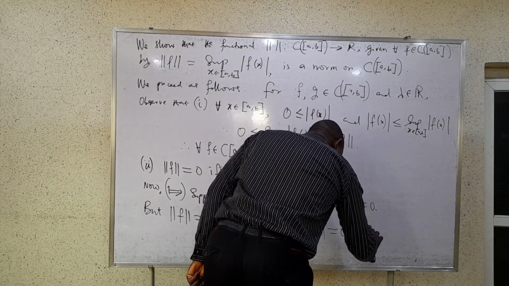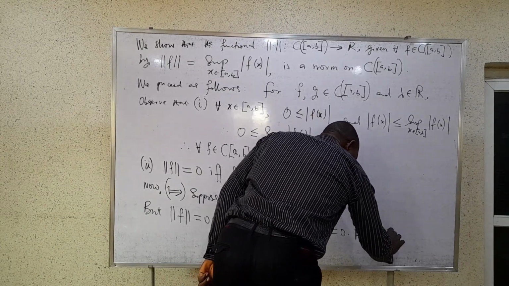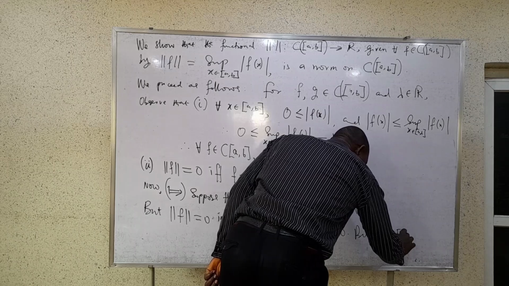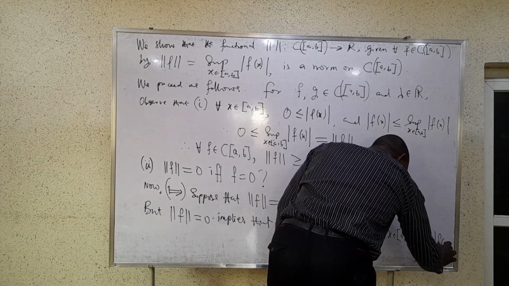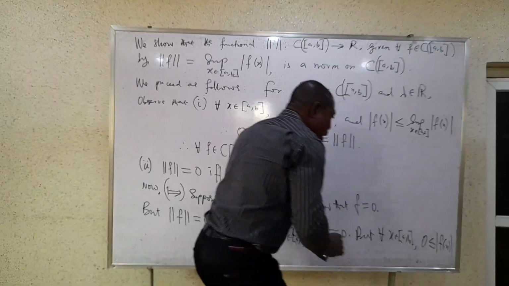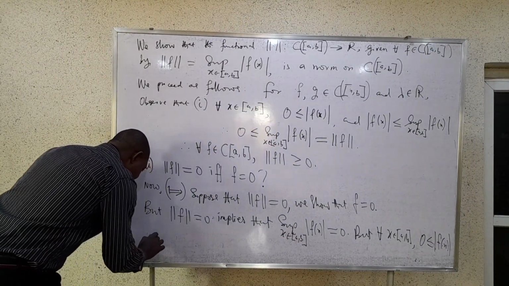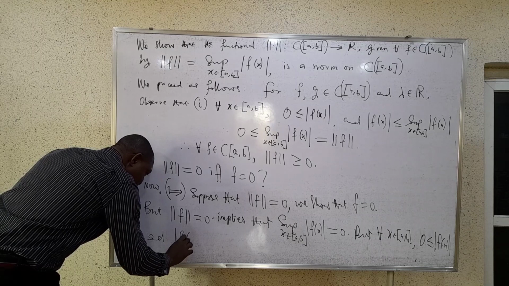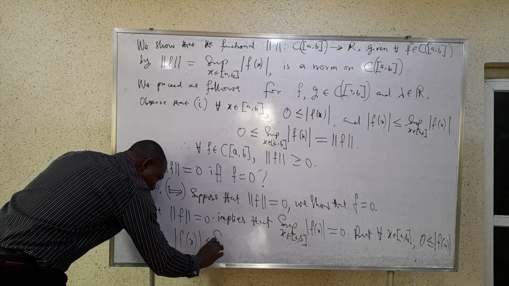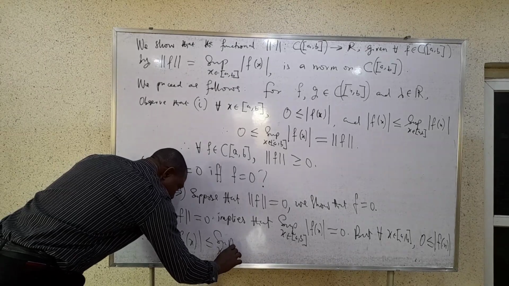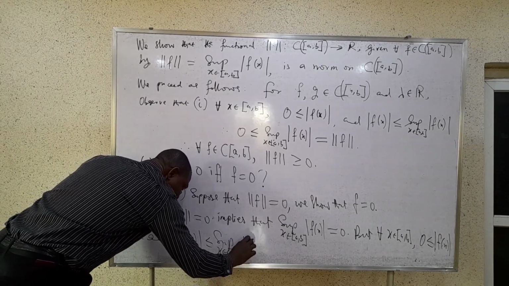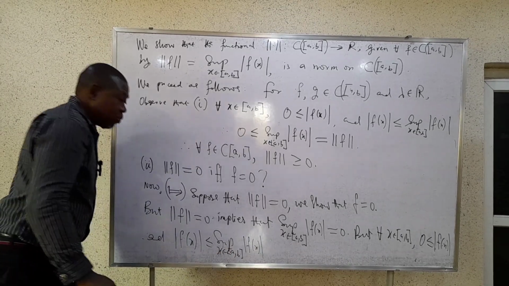But for any x we pick in [a,b], 0 is less than or equal to absolute value of f of x, and absolute value of f of x is less than or equal to the supremum over x in [a,b] of absolute value of f of x. Okay, follow me.